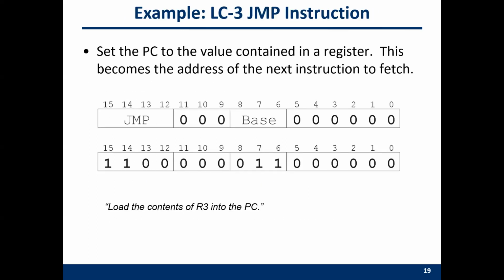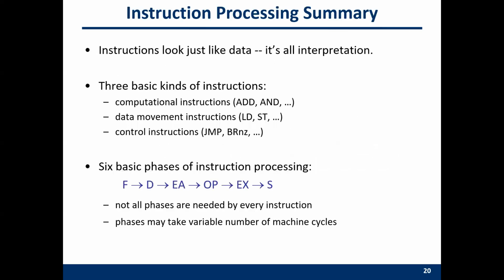Again, eventually the data will be stored like this. So you can see that here we only have 1 and 0, nothing else. So the instruction looks like data, 1s and 0s. And you have 3 different types of instructions. The first one is a computational instruction: addition, multiplication, logic operation. The second one is a data movement instruction: load, store. And the last one is a jump, some control instructions.